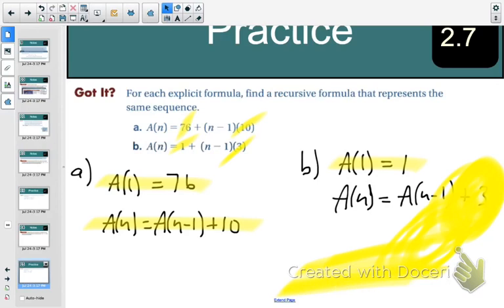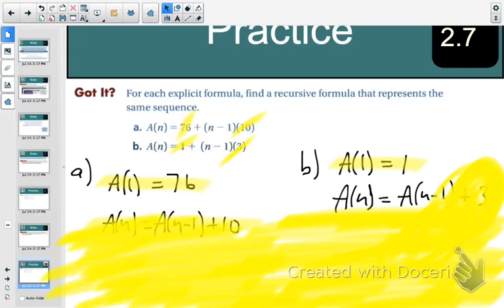So that is all I have for arithmetic sequences. Make sure you can write the recursive and explicit formulas for all of those, and you should be good.